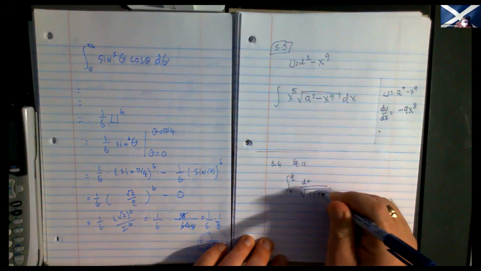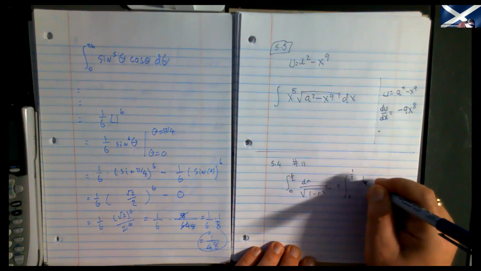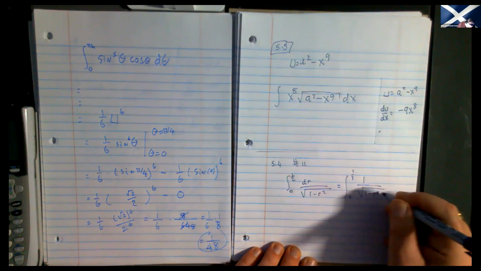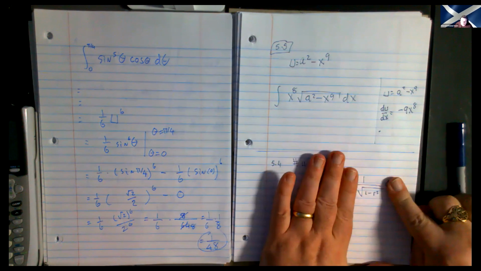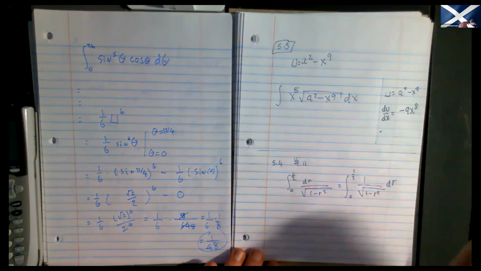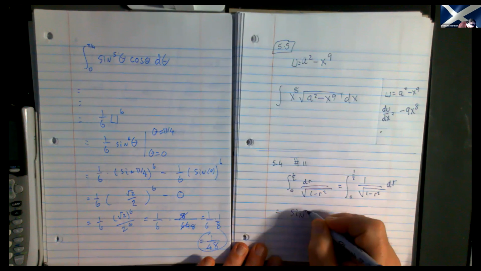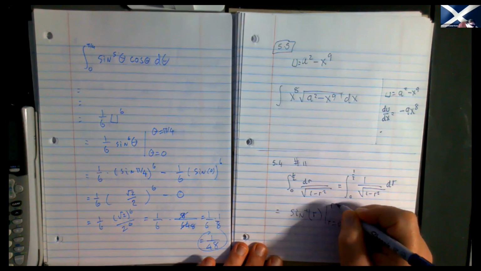Okay. I'm going to rewrite this slightly differently. This is the same as that. Now, do you remember the antiderivative of something that looks like that? Arc sine? Yeah, inverse sine. So inverse sine of r, because the variable is r, evaluated at 0 and evaluated at 1/2.